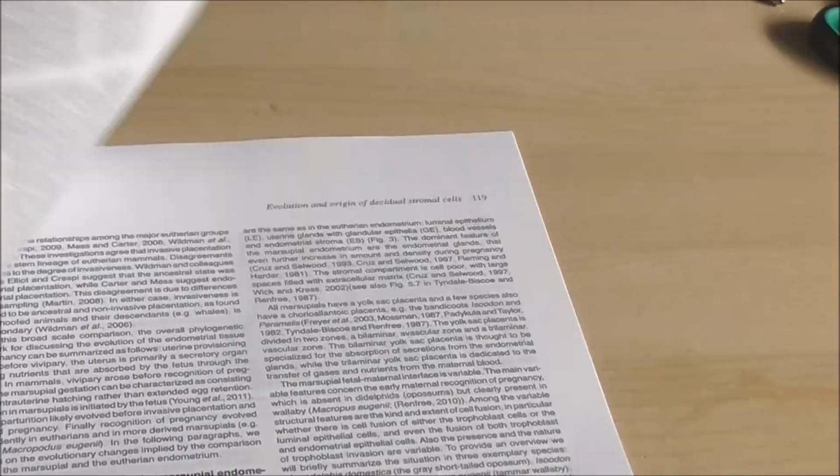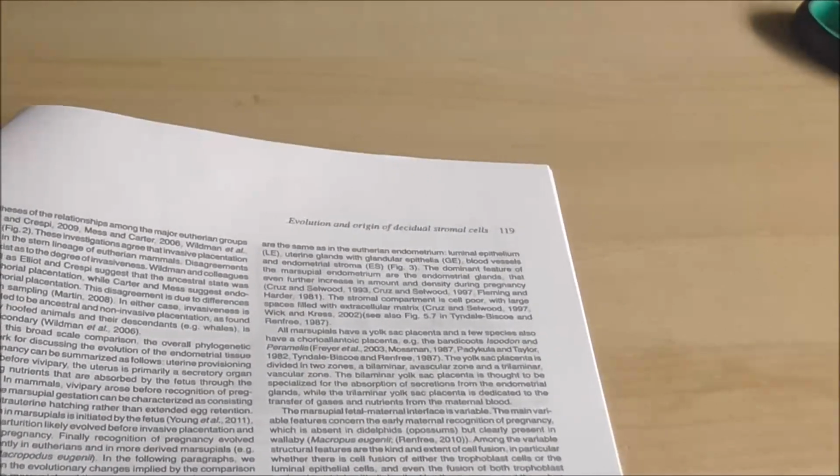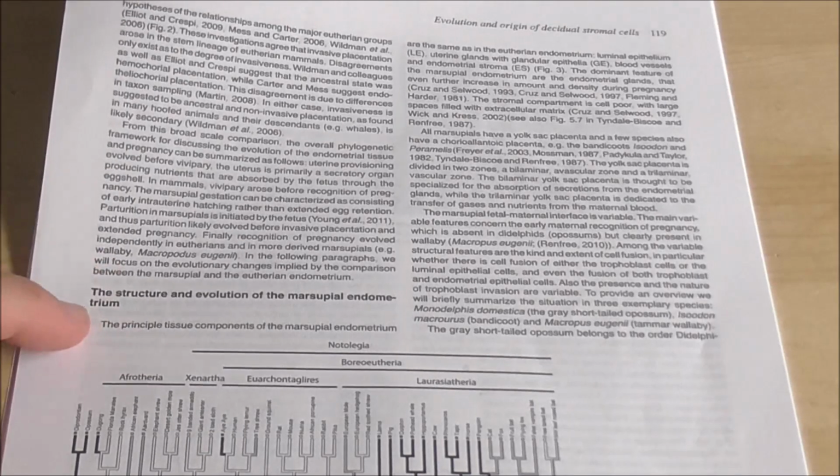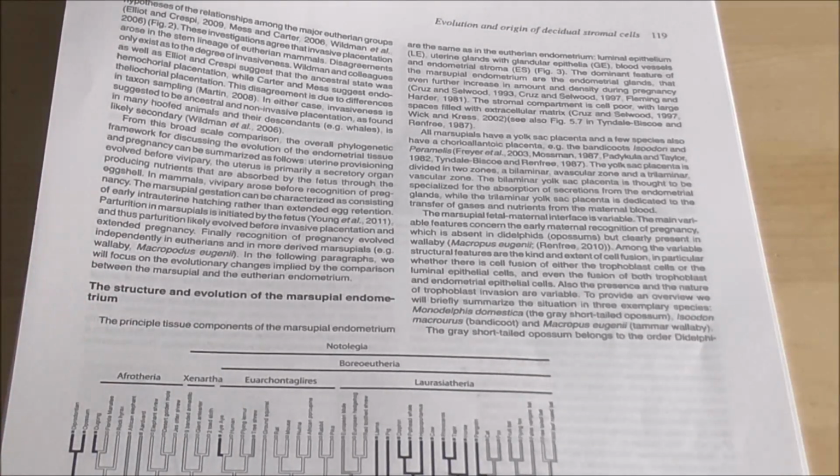And later on in the review article, you'll see different headings. Example down here, let's zoom in on this: the structure and evolution of the marsupial endometrium. Endometrium is the lining of the uterus.